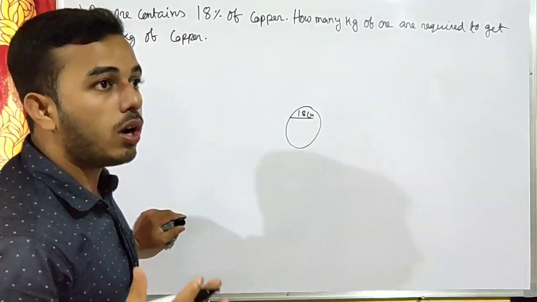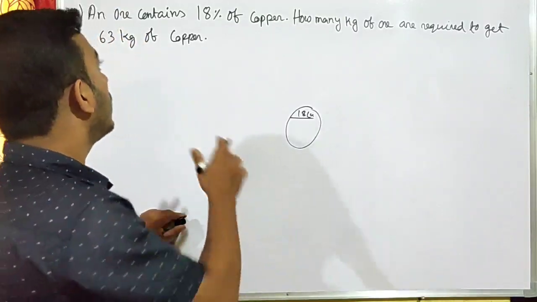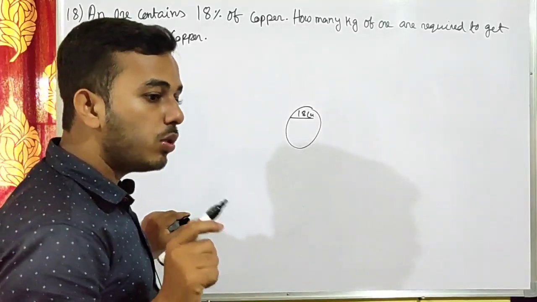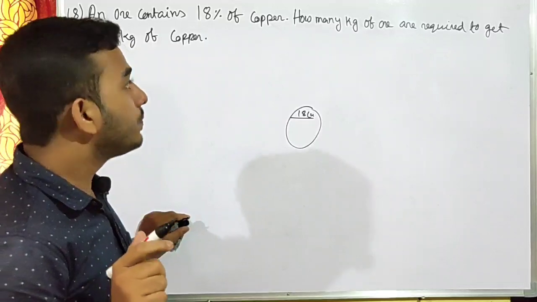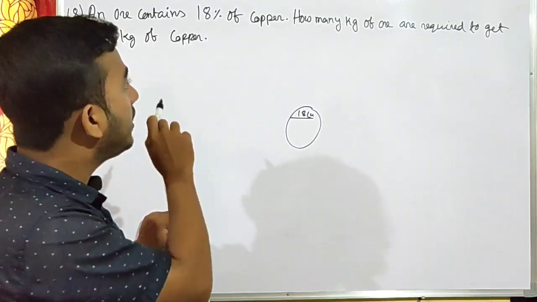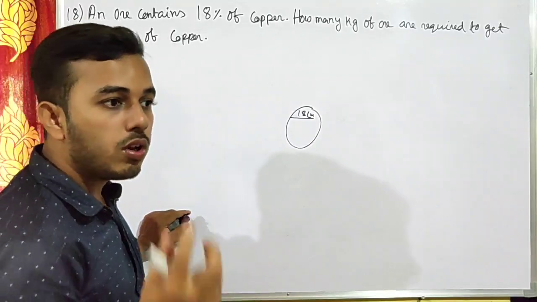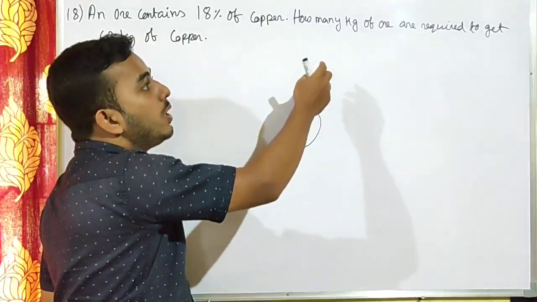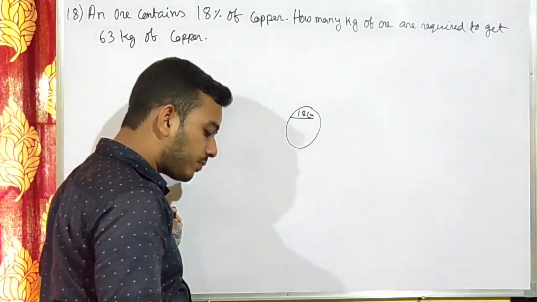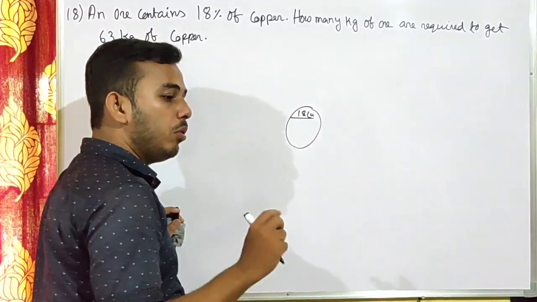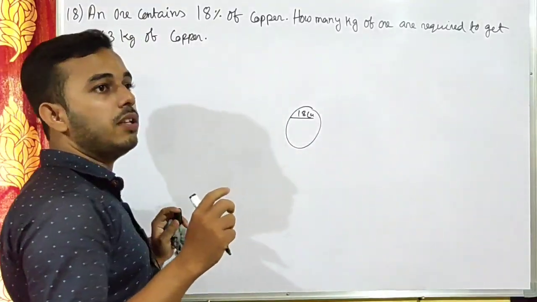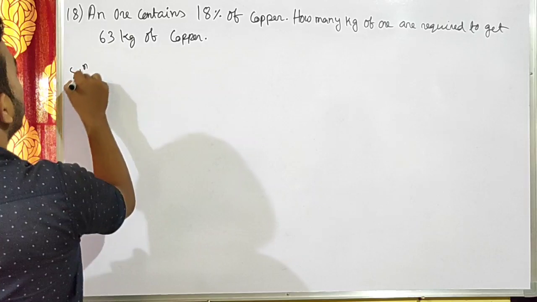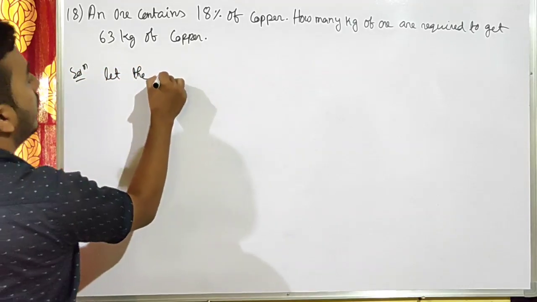Now how many kg in total will be required to get 63 kg of copper? Suppose from 1 kg of ore we will get 18% of 1 kg. Like this, how many kg will be required to get 63 kg? Let the amount of ore be x.